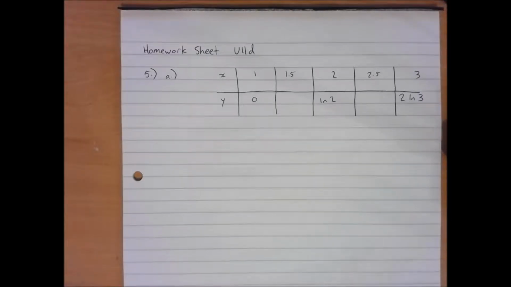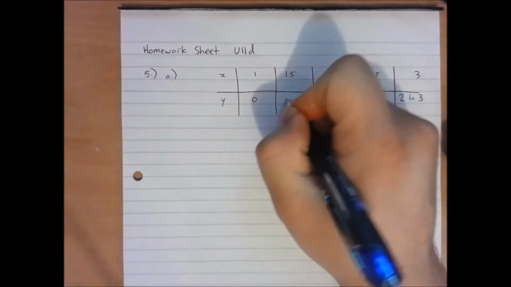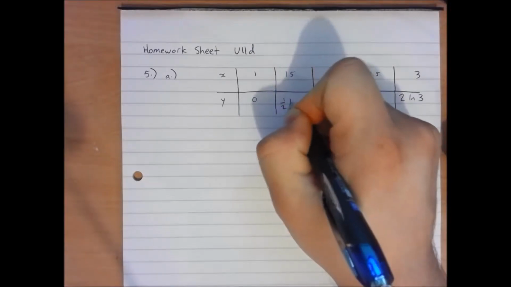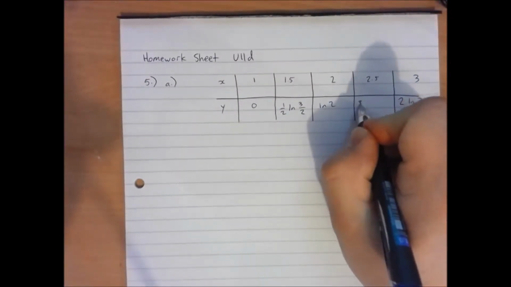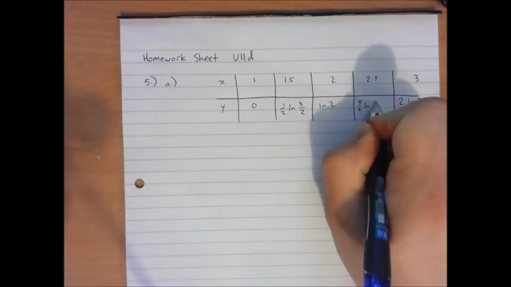Homework sheet U11d question 5. Part A, we've got a table to complete by just substituting in x equals 1.5 and x equals 2.5 into the given equation. If we plug in 1.5, we get half log 3 over 2. And if we plug in 2.5, we get 3 over 2 log 5 over 2.